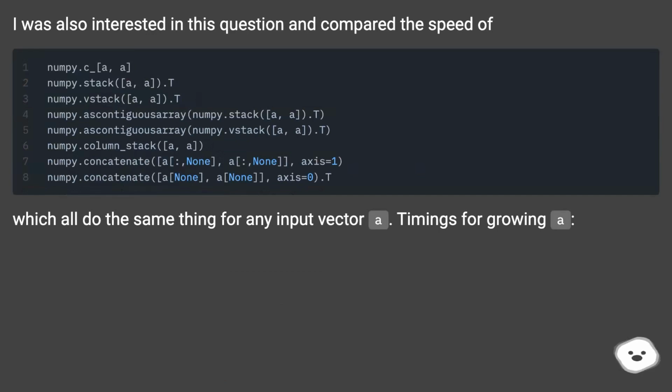I was also interested in this question and compared the speed of which all do the same thing for any input vector A. Timings for growing A.